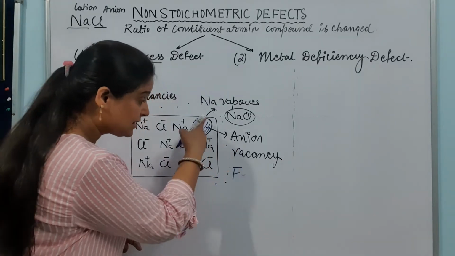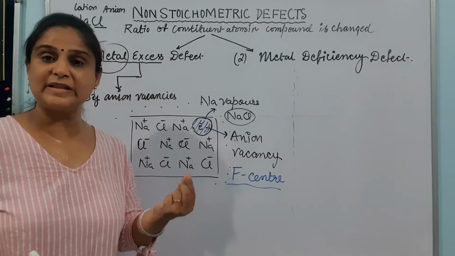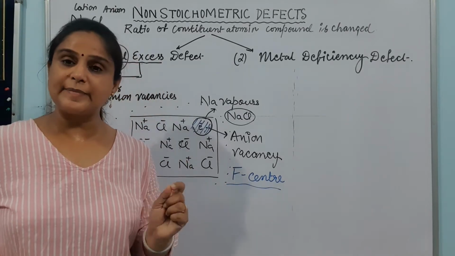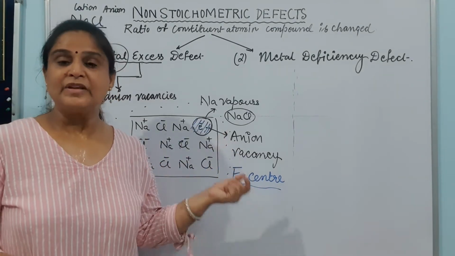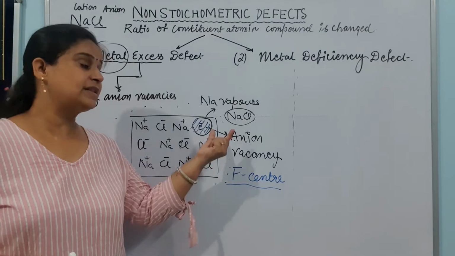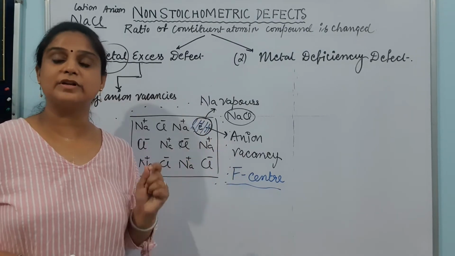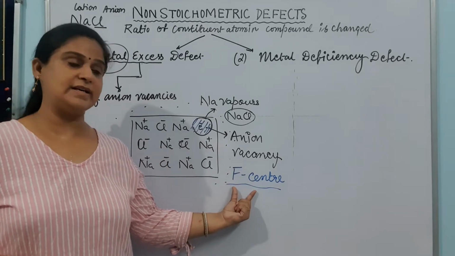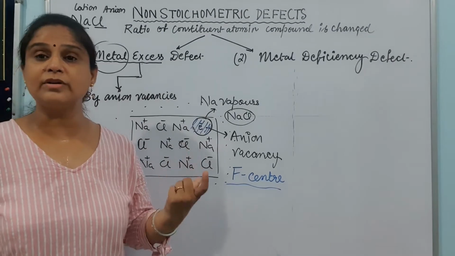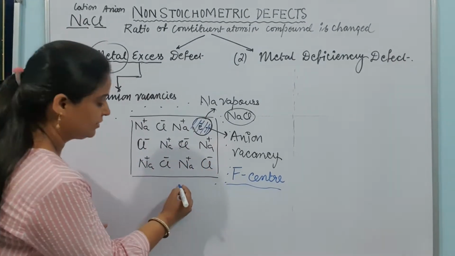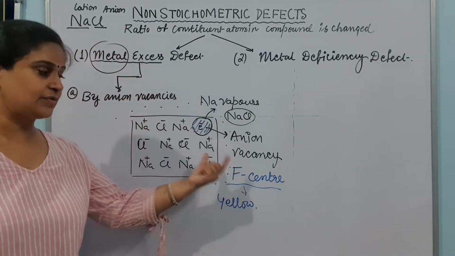क्या बोलते हैं इस एरिया को? F center. And why it is F center? F का मतलब है Farbe center. Farbe center का मतलब होता है color creating area in the crystal. So this particular area where the anionic vacancies are occupied by the electron and becomes responsible for the color of the crystal, this is known as F center. So this NaCl crystal is now not white in color, the color becomes yellow. क्यों हुआ? Because of the presence of F center.